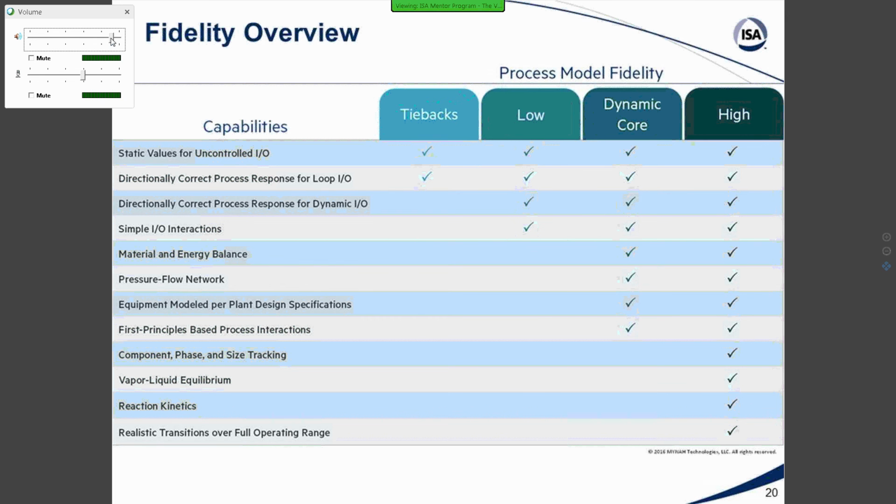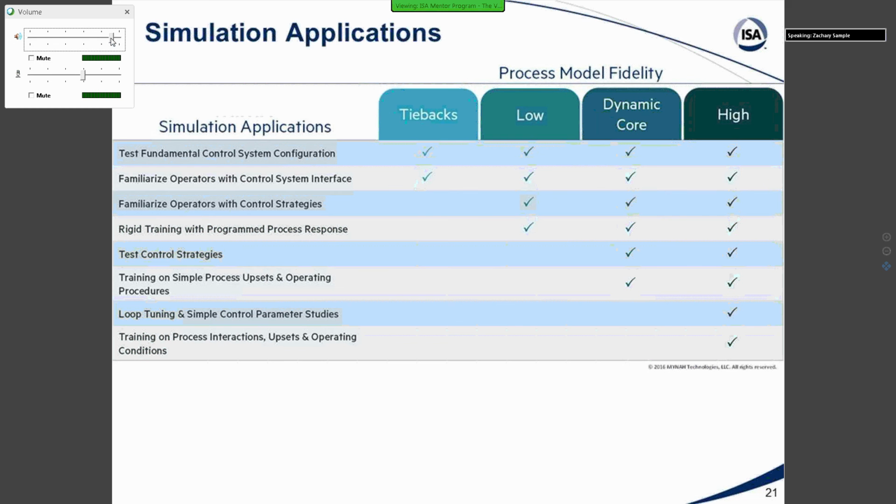So what does this look like in terms of use? What this adds to the functionality of the simulation is the ability to test your control strategies. This gets back to that life sciences project where they wanted to test their batch strategies. They can test those in full, but it also allows you to test simple process upsets and operating procedures. If you were to, let's say, overheat a vessel, or empty a vessel that shouldn't be emptied, you can simulate all those things for training purposes, and you get directionally correct responses for all of those.